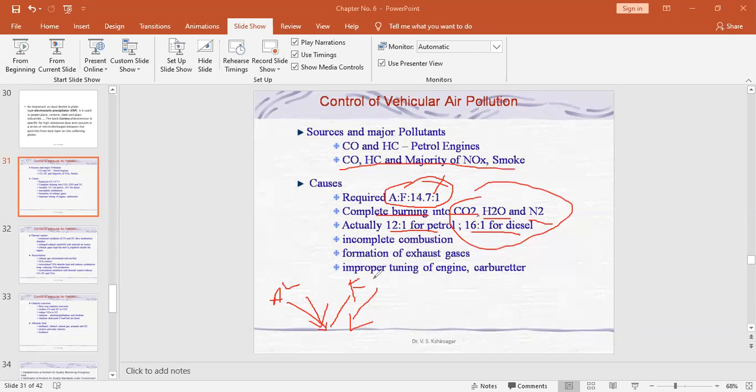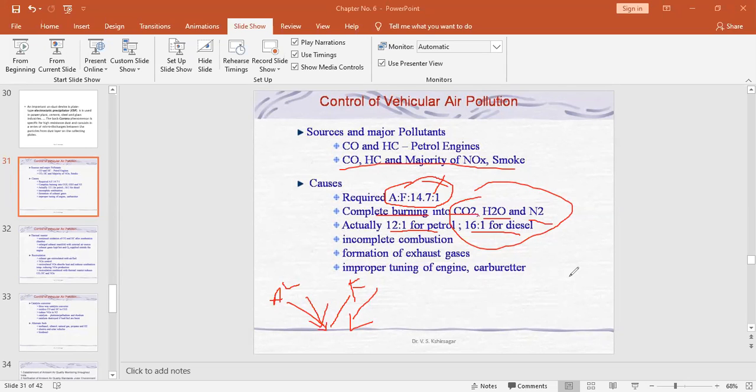Formation of exhaust gases, improper timing of the engine, tuning of the engine and carburetor. So you need to keep on maintaining your vehicle to control the air pollutants. With this, I would like to share that in metro cities, there is a ban on running vehicles after 5 years. Am I right? You may be aware, that is part of general knowledge, but still I would like to share this here.